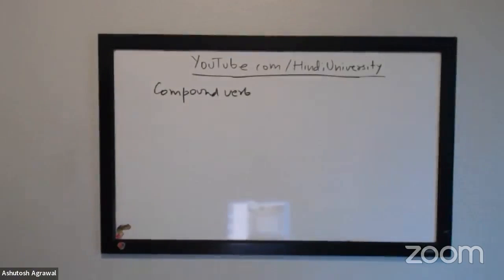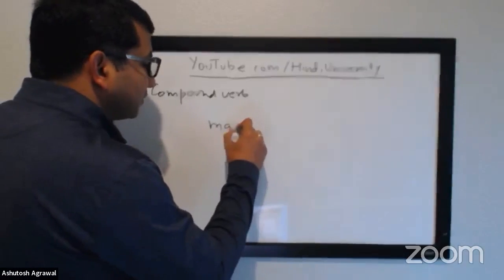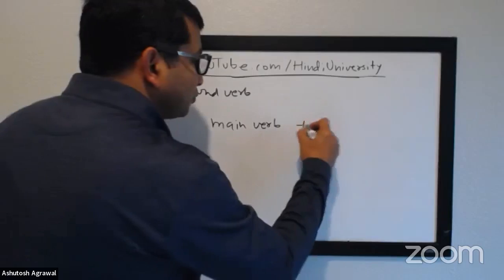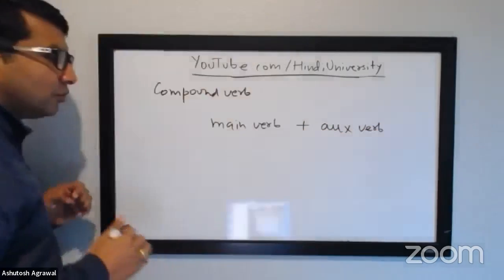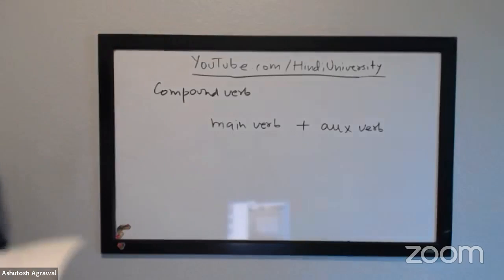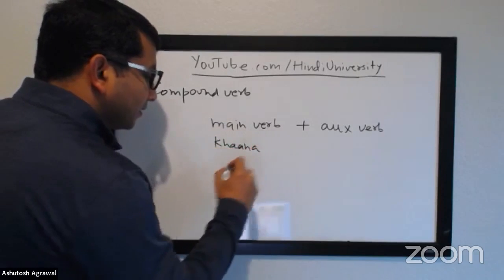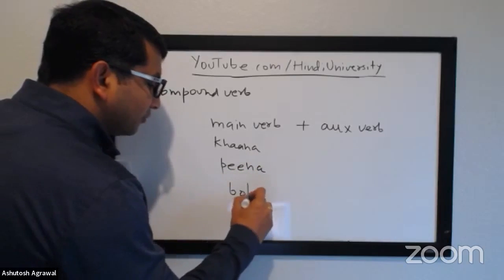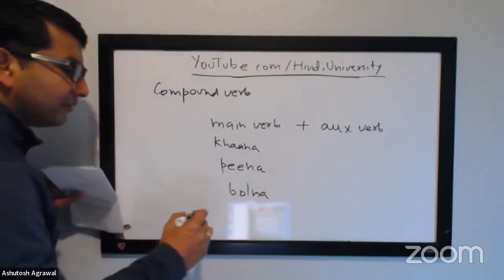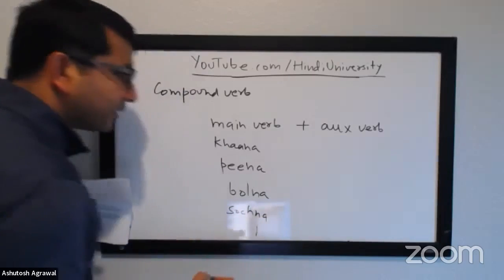So you have two verbs actually, and let's call the first one your main verb, and let's call the second one the auxiliary verb. Main verb, bunch of examples. I don't need to go over it, but for the sake of example, you have, let's say, khana, to eat. You have pina, which is to drink, and then you have bolna, which is to speak, and you have sochna. Bunch of examples. You can think about all of them.